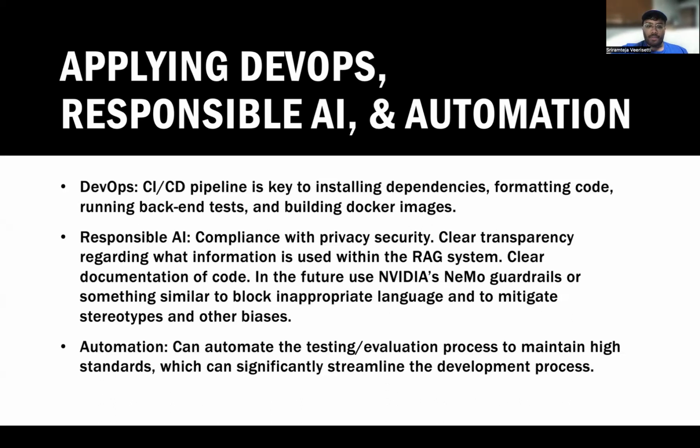Automation is very important. And I think we kind of talked about this because it allows you to go through a bunch of processes really quick and build a streamlined application. It can also automate the testing evaluation process, which is something that I'm kind of working on still. And it makes sure that the development process is running smoothly.